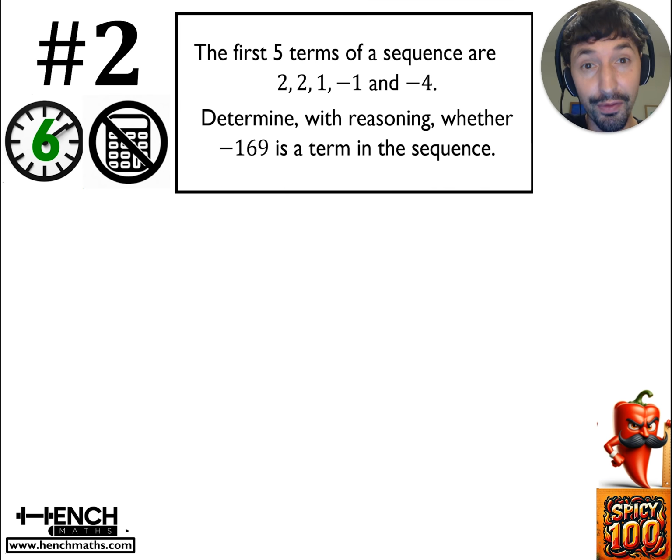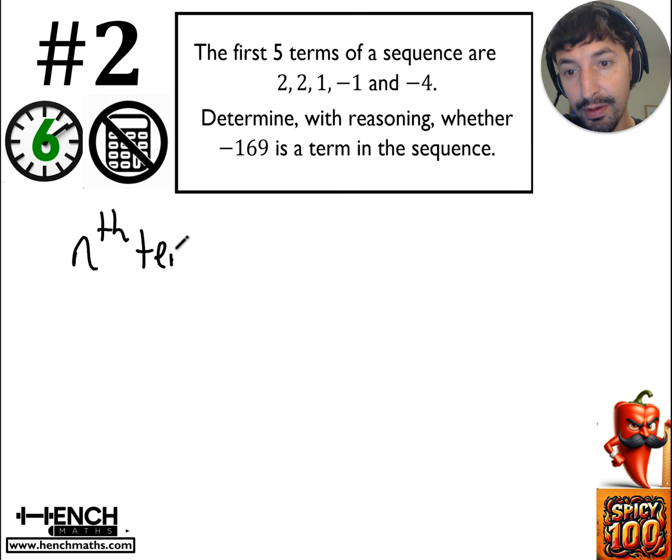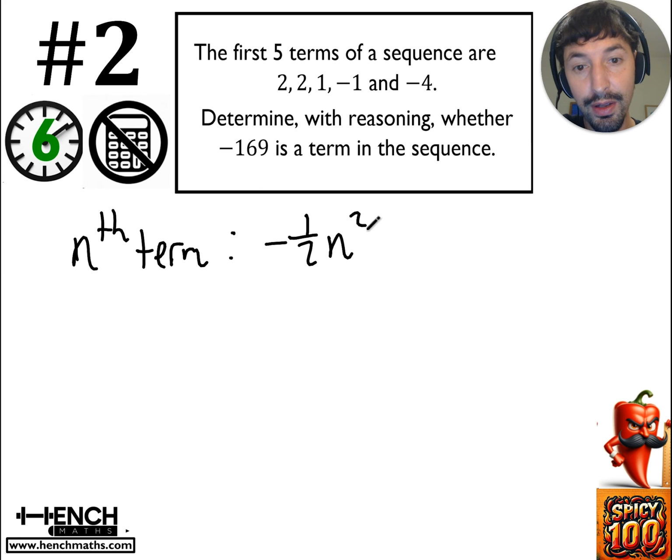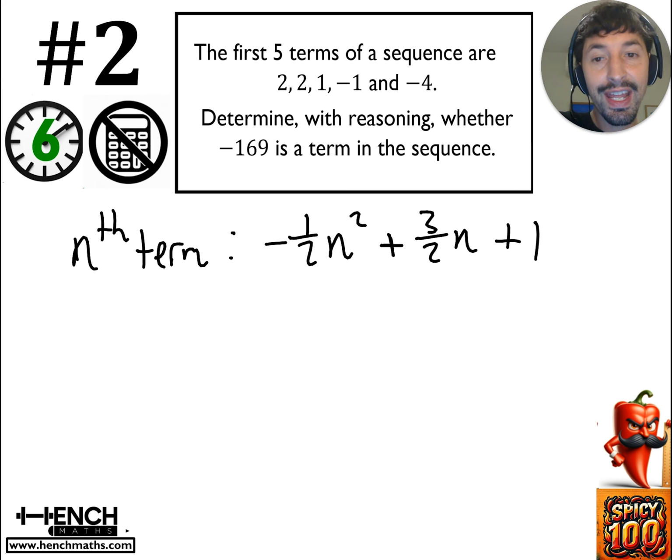So to remind ourselves, the nth term for our original sequence was negative a half n squared plus 3 over 2n plus 1. If negative 169 is a term in the sequence, we should be able to equate these two together and find the value of n. Now the key thing is that the value of n must be an integer. It must be a whole number. It must also be positive. So n must be a positive integer, or what we call a natural number.